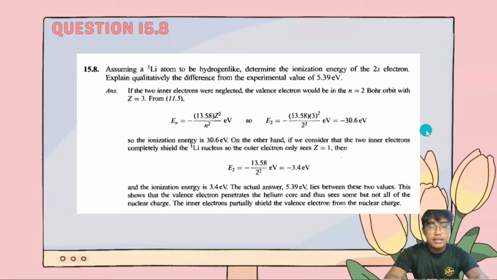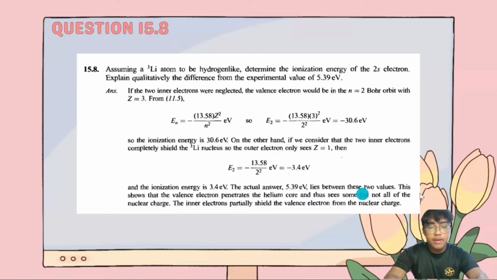The ionization energy is 30.6 electron volt. On the other hand, if we consider that the two inner electrons completely shield the lithium nucleus, so the outer electron only sees Z equal to 1, then we substitute the value we got into this E2, and the ionization energy is 3.4 electron volt. The actual answer is 5.39 electron volt, which lies between these two values.